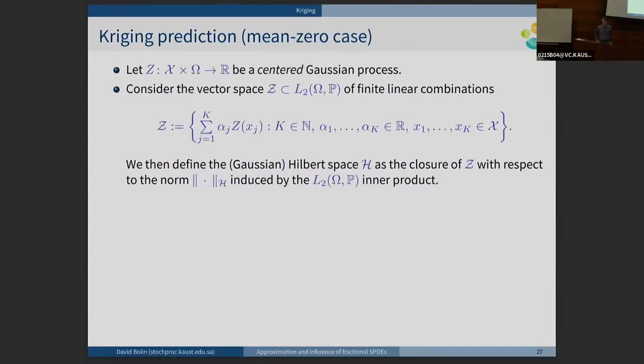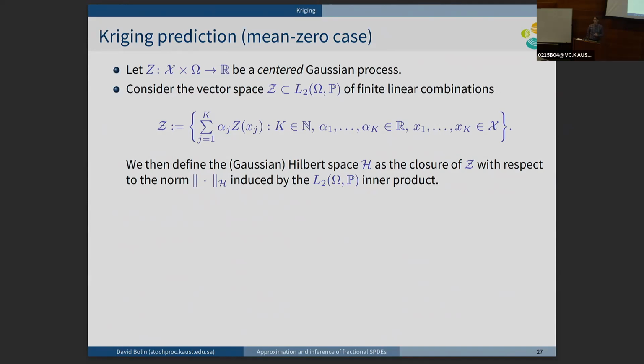So what we then typically do is introduce a vector space of all linear combinations of point observations of this Gaussian process. These are the type of things that we would use. All Kriging predictors would be of this form.